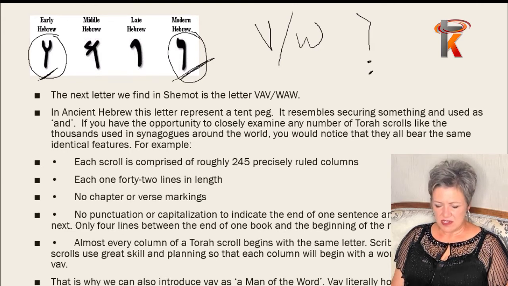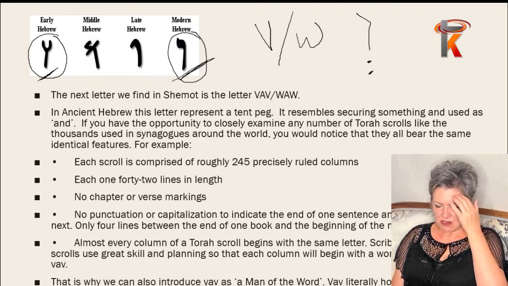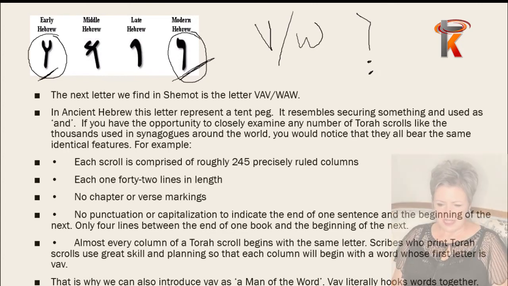Now, what is very interesting is that each scroll is comprised of roughly 245 precisely used columns, each one 42 lines in length, and no chapter or verse markings. No punctuation or capitalization to indicate the end of a sentence and the beginning of the next. Only 4 lines between the end of one book and the beginning of the next. Almost every column of the Torah scroll begins with the same letter. Scribes who write Torah scrolls use great skill and planning so that each column will begin with a word whose first letter is Vav. Isn't that interesting?